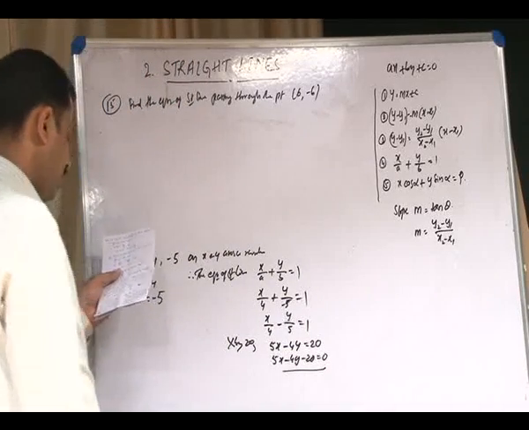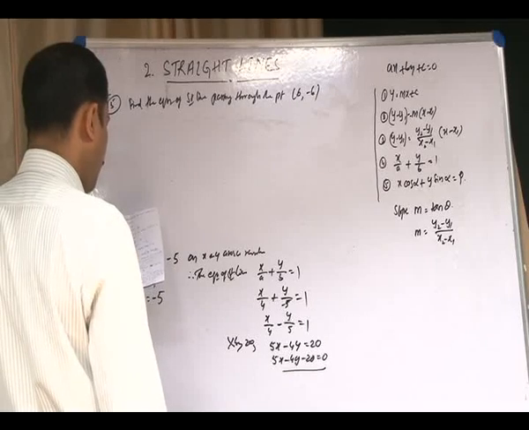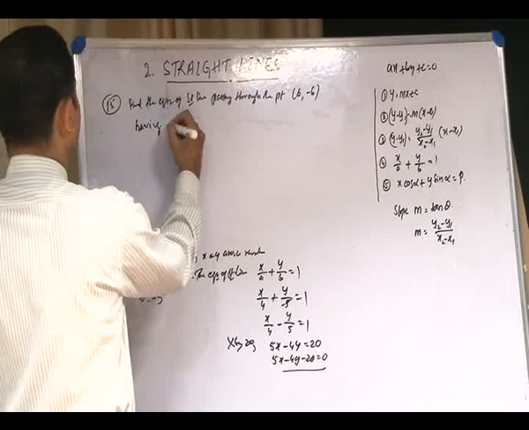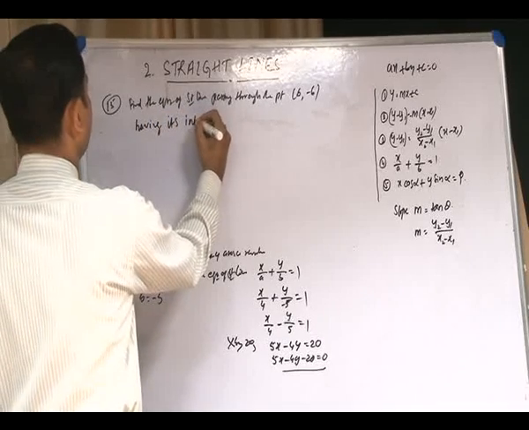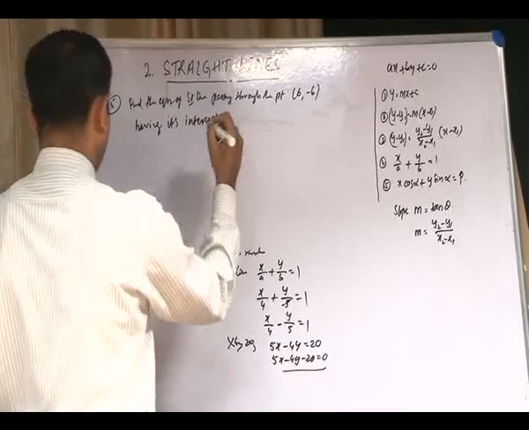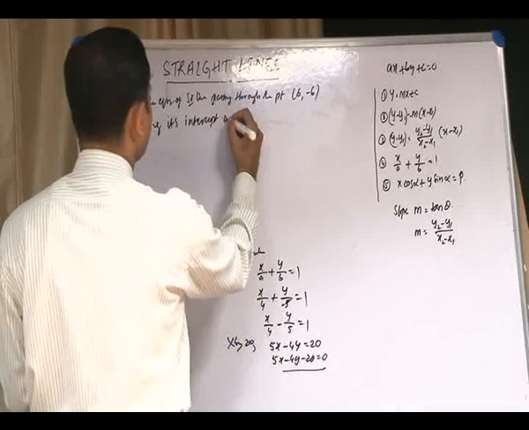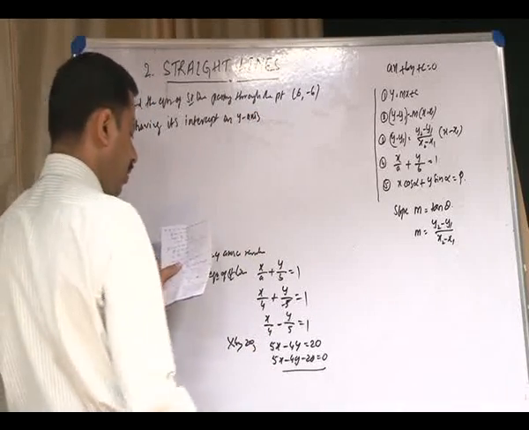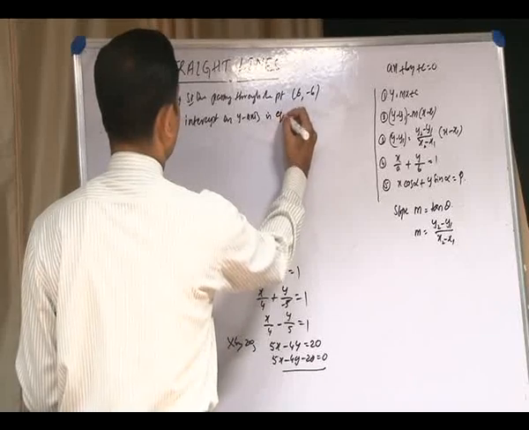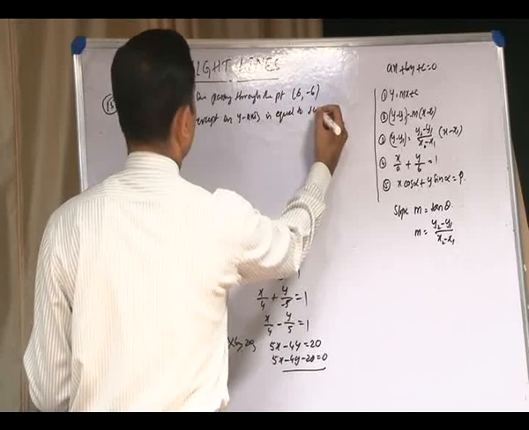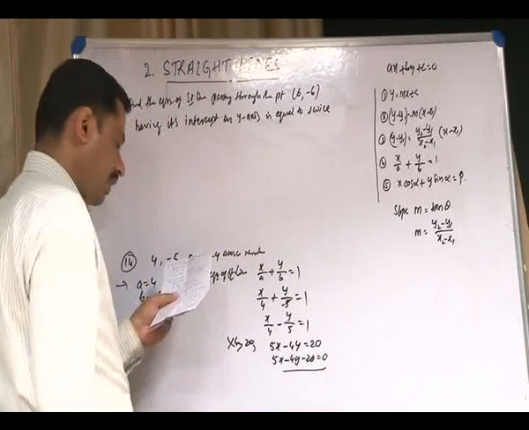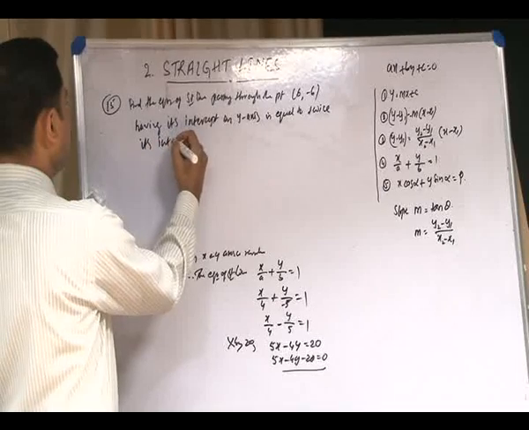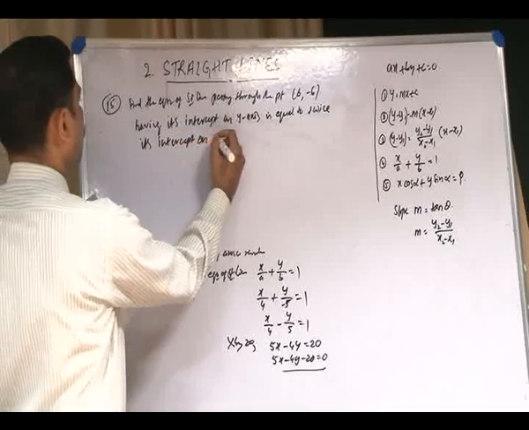Passing through the point 6 comma minus 6 and having its intercept on y-axis equal to twice its intercept on x-axis.